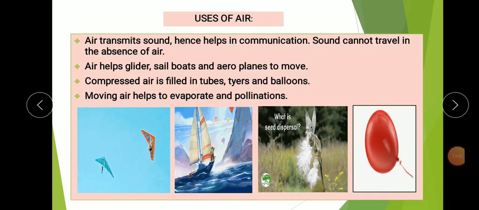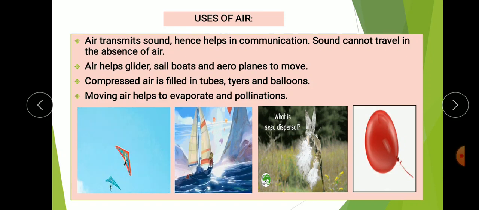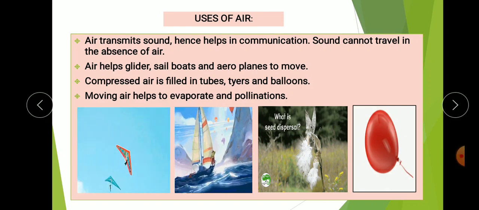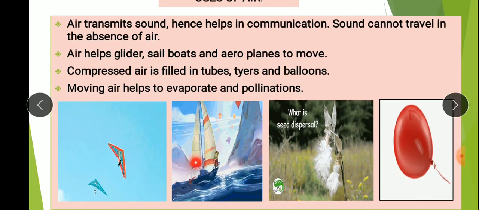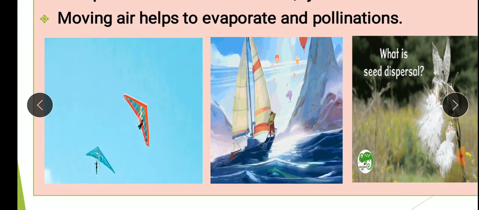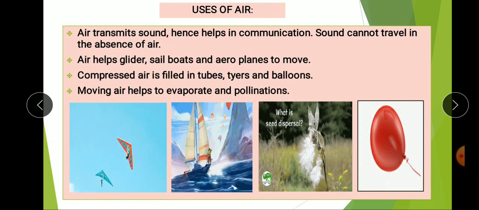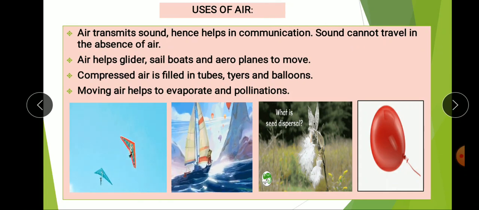Uses of air. Air transmits sound, hence helps in communication, and sound cannot travel in the absence of air. Air also helps gliders, sailboats and aeroplanes to move. You can see in the image, students, how the glider and sailboats move with the help of air. Compressed air is filled in tubes, tires and balloons.